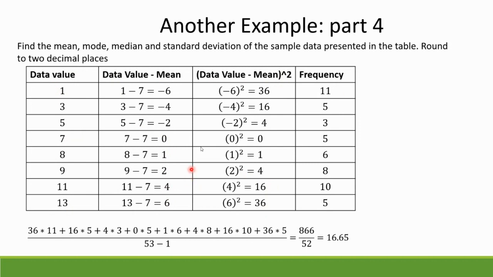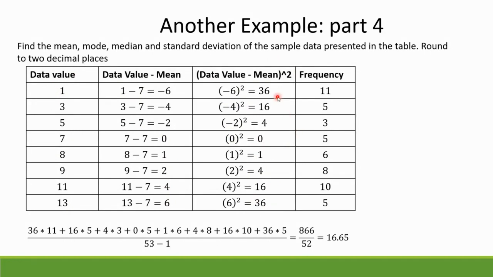Square these differences, right? That's the next thing you do. That's what I'm trying to say here. So you have -6 squared, -4 squared, -2 squared, and so on. That's what we have here. And of course, then we have the frequencies, right?